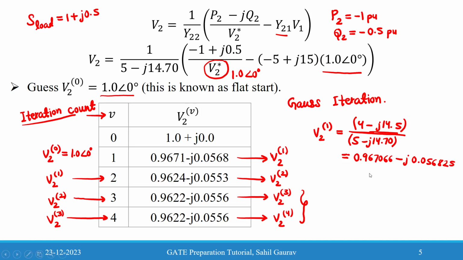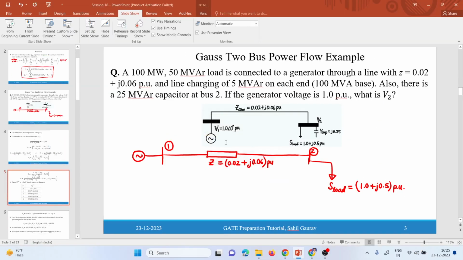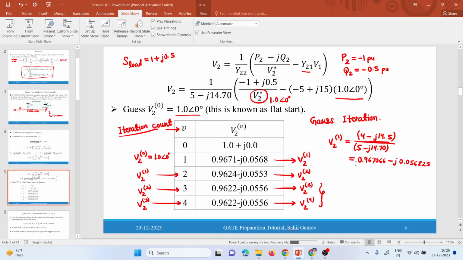Anil, it is coming or not? Hello? Hello? Yes, sir. Yes, sir. Are you getting this? It is coming this value. V21 0.9671 minus 0.0568. Yes, sir.